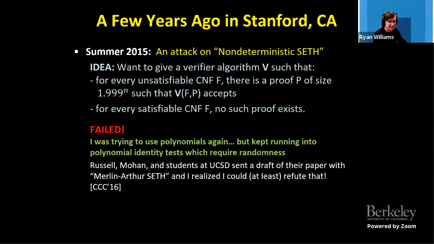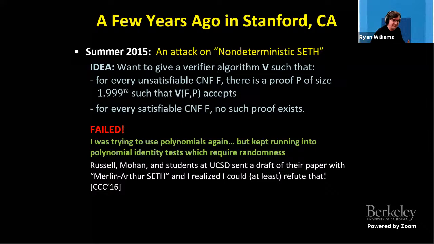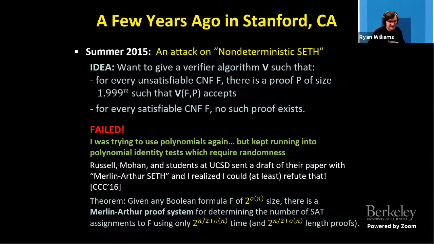a draft of their paper about Merlin-Arthur SETH. They had some extension of non-deterministic SETH, and I realized I could at least refute that. So I found a version of SETH that I could refute, which appeared in CCC in 2016. The theorem is: given any Boolean formula of sub-exponential size, there's a Merlin-Arthur proof system for determining the number of SAT assignments to F using only 2 to the n over 2 time, and it has 2 to the n over 2 length proofs.